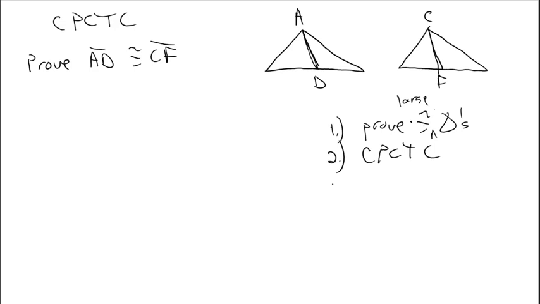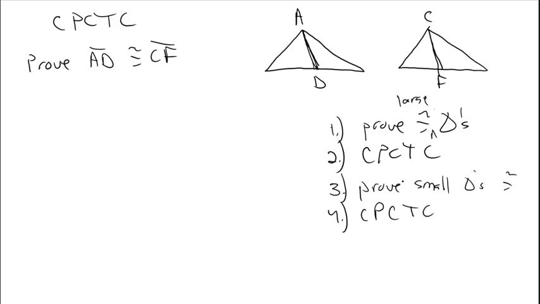Prove the large triangles are congruent, and then do CPCTC, and then do it again to work your way to the inside of the big triangle, like right here, the AD and CF. So if you can prove the small triangles are congruent, you can then again use the fact that the corresponding parts of those congruent triangles are congruent.